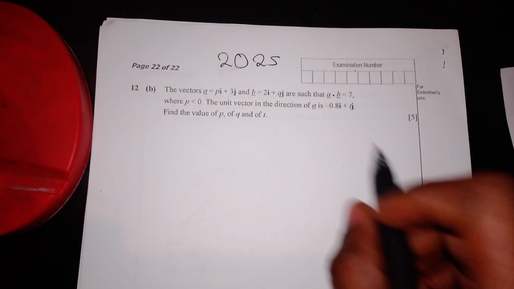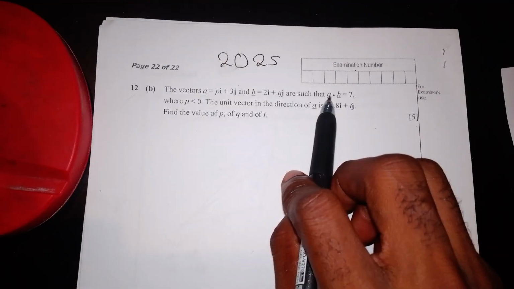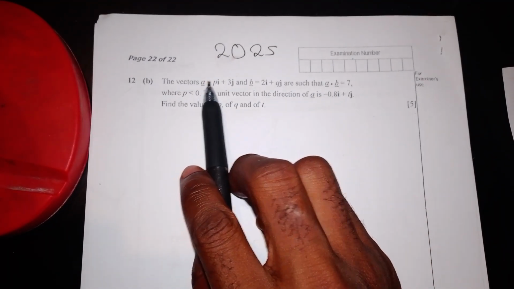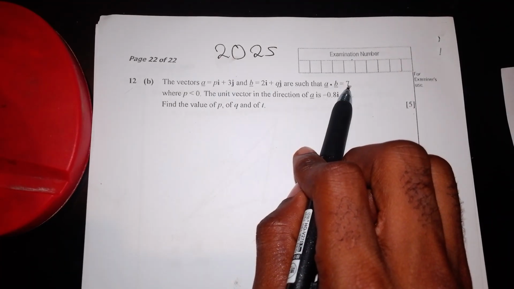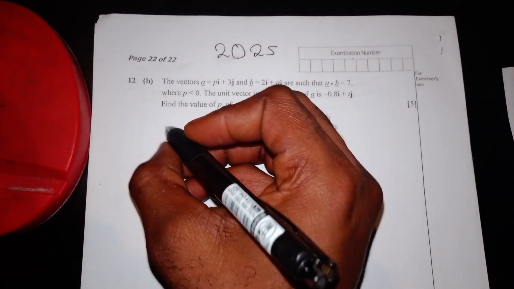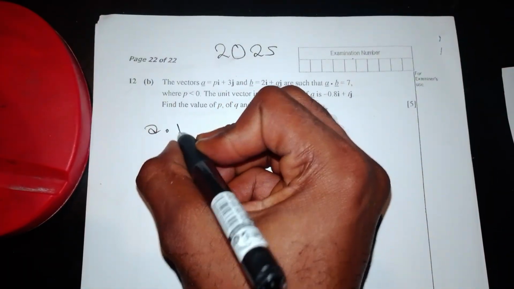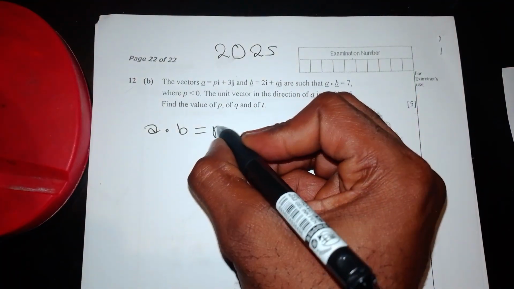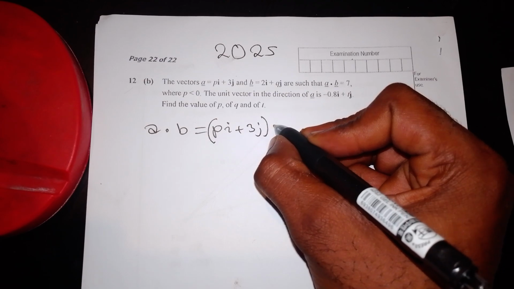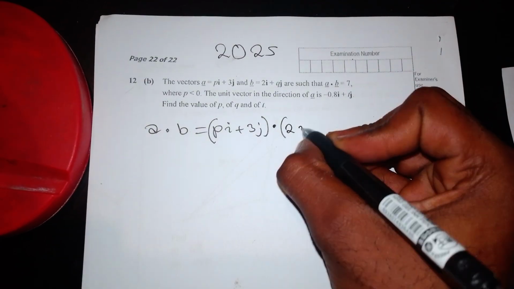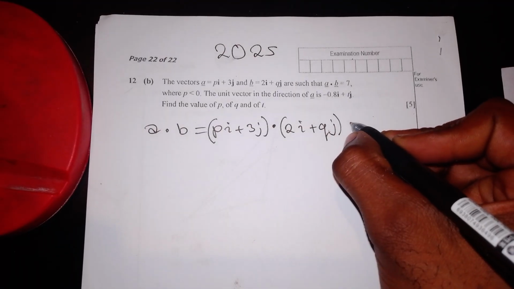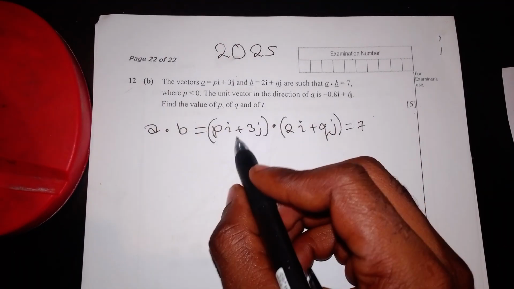So the first statement we've been given is the dot product of a and b. So we know that when you multiply this by this, you should get a 7. So let's do that so that we have our first equation. So you can say a dot b, which is equal to (pi plus 3j) dot (2i plus qj), and this is equal to 7.